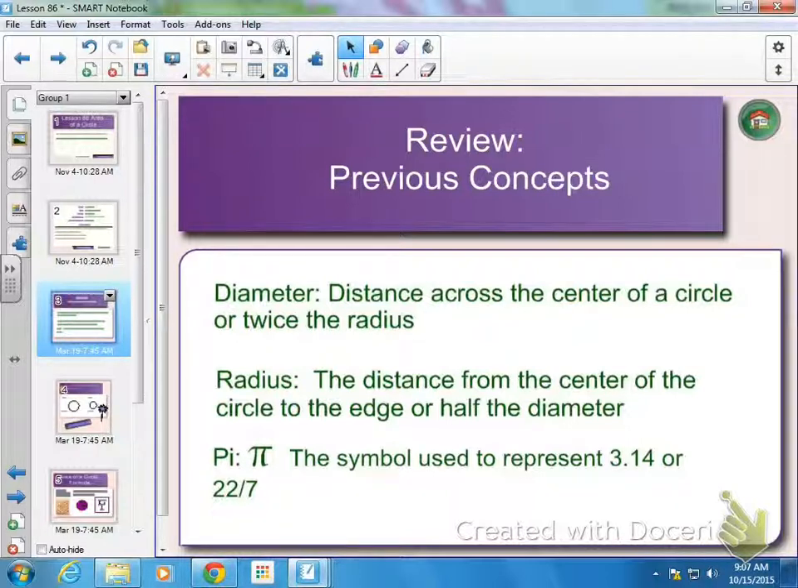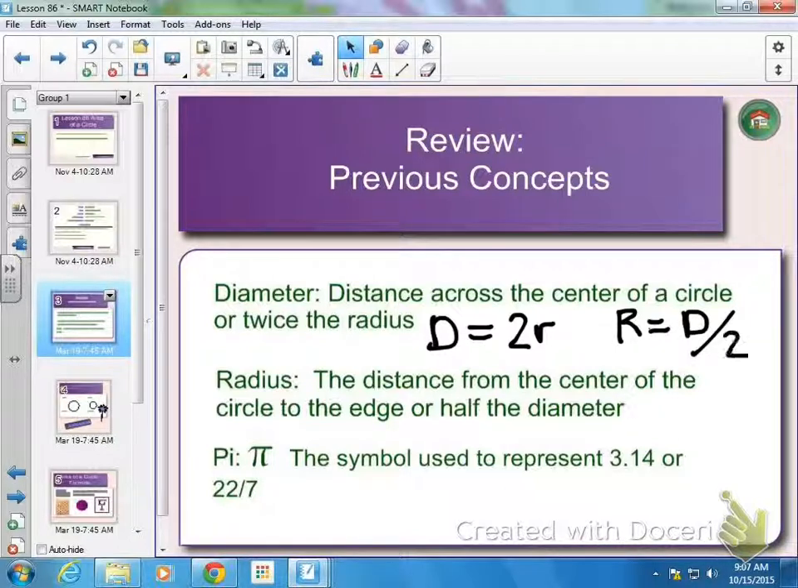Previous concepts. Diameter is the distance across the center of a circle, or twice the radius. So what that means to me is that my diameter is equal to twice the radius, or I could say my radius is half the diameter. Either way, it means the same thing. And then the radius is the distance from the center of the circle to the edge, or half of the diameter.